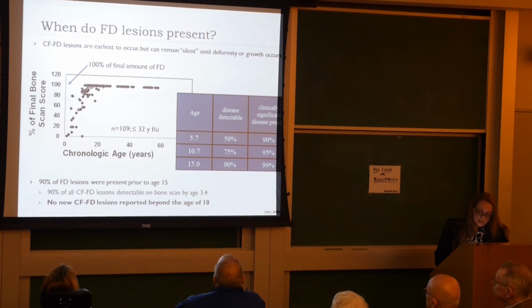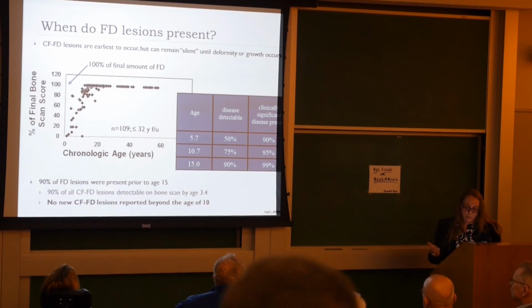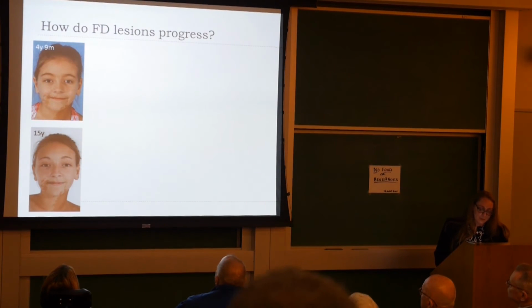When do these lesions present? Basically, 90% of lesions, based on this study by Hart et al., were determined to be present prior to the age of 15. And 90% of all craniofacial fibrous dysplasia lesions were detectable on bone scan by the age of 3.4. No new craniofacial fibrous dysplasia lesions were reported beyond the age of 10. So this goes back to what Dr. Collins was saying, which is that once you have these lesions, you do not acquire more of them as you get older.